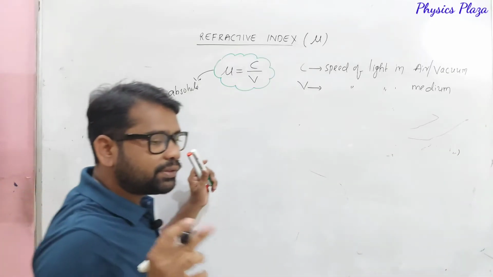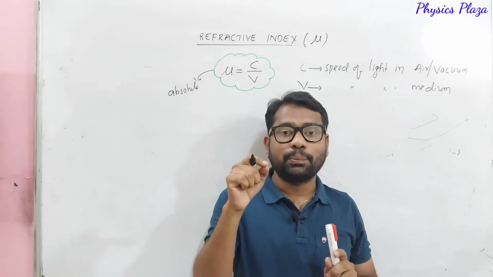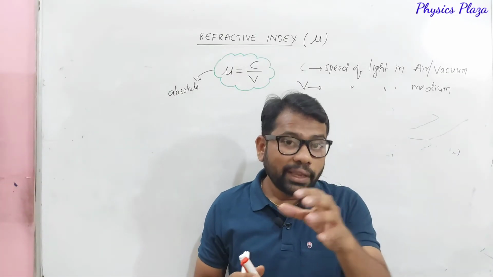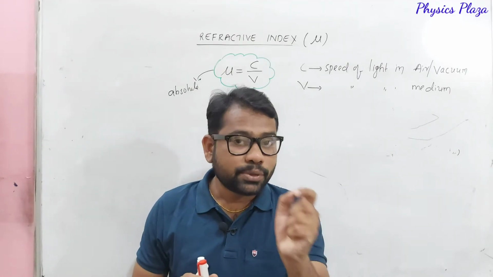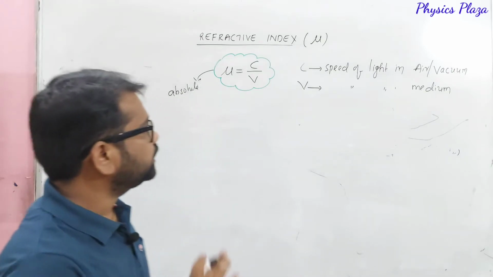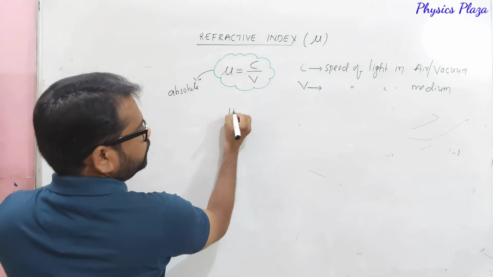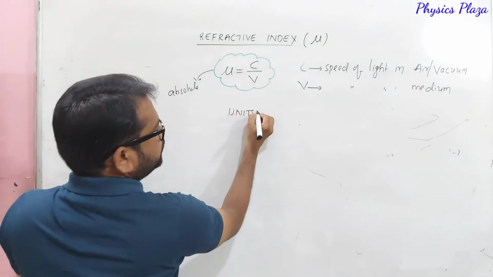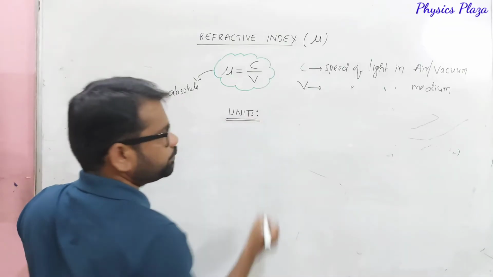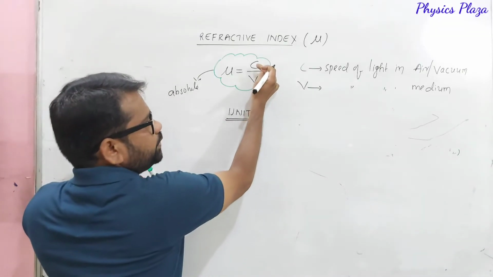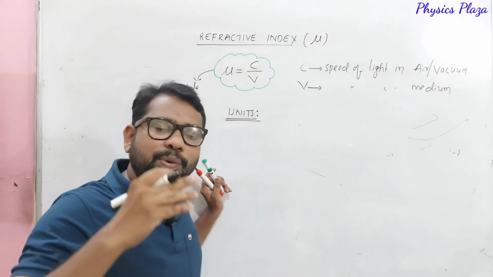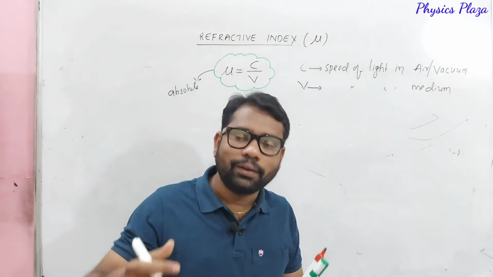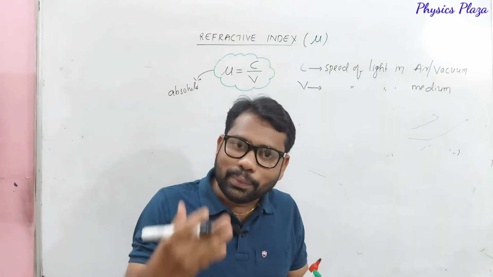Means the refractive index of the medium, when you compare with air or a vacuum, that refractive index we can take as the absolute refractive index. Now, dear children, what are the units of refractive index? Very important. Children, it is the ratio between the speed of light in a vacuum to the speed of light in a medium.